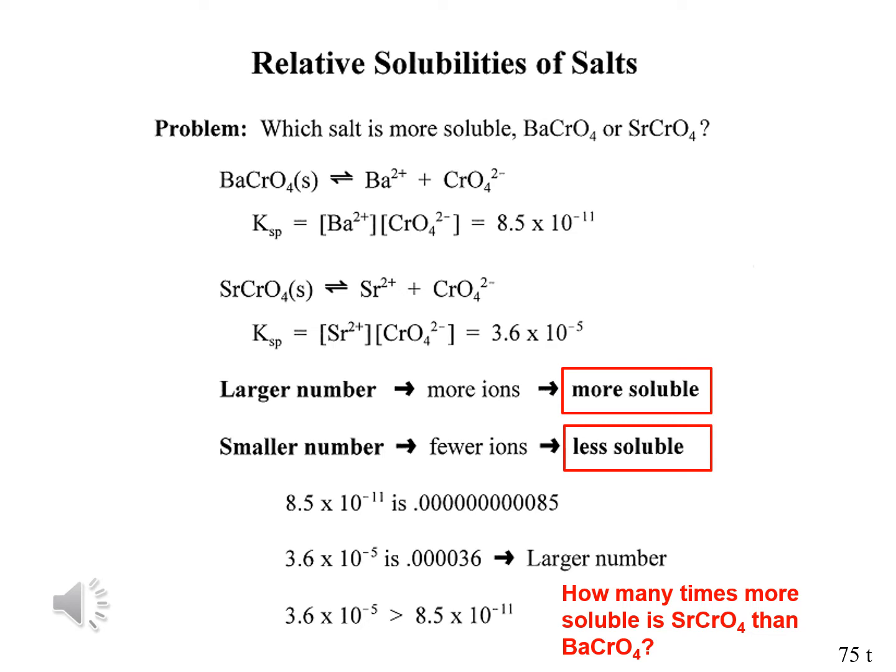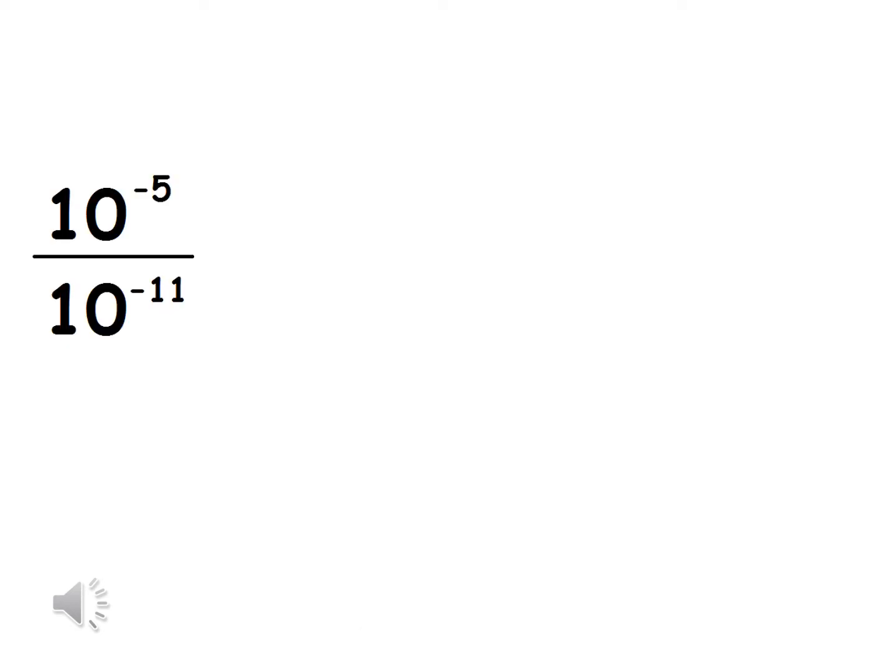I want to ask how many times more soluble is the strontium chromate than the barium chromate. In order to do that, we have to divide the two KSPs. If you take 10 to the minus 5 divided by 10 to the minus 11, this is mathematically what they want you to know. For example, if you're taking the MCAT or the PCAT and they ask you questions, they want you to know some of these powers in your head, how to do them, and some of the simple logs and things. So I want to go over some of these things.